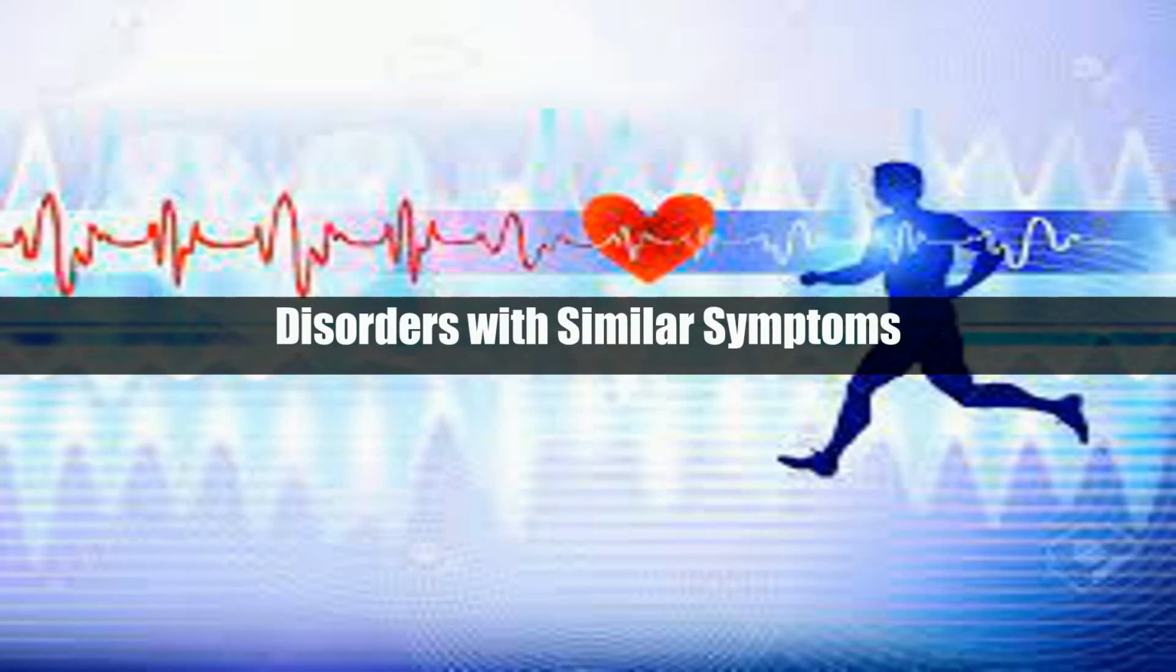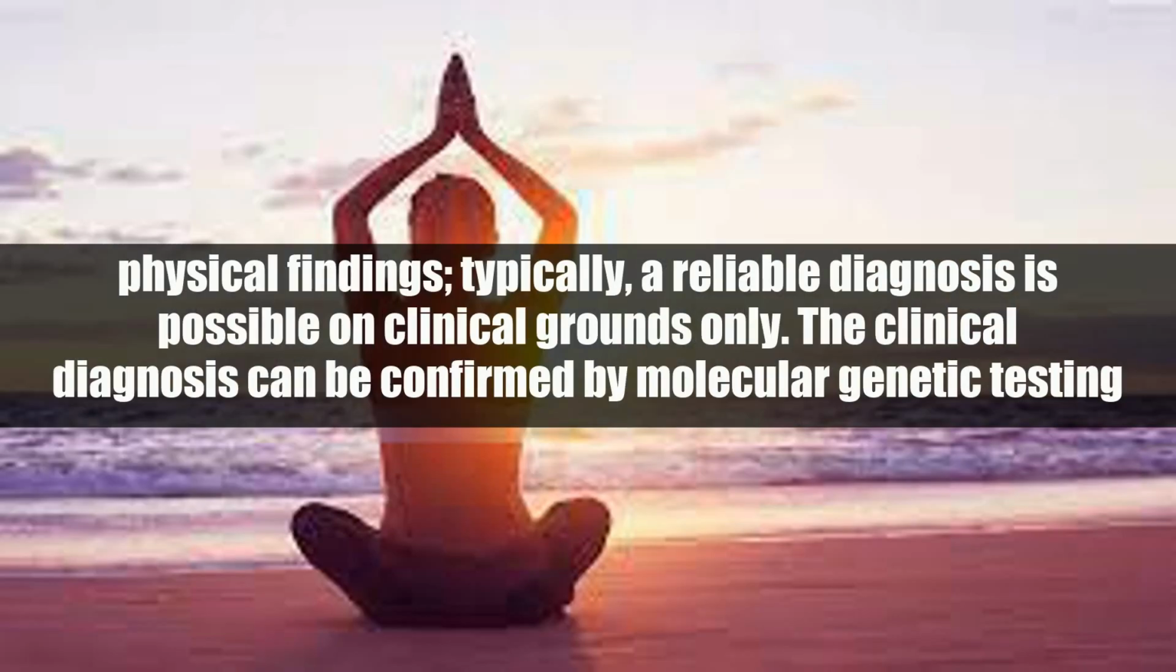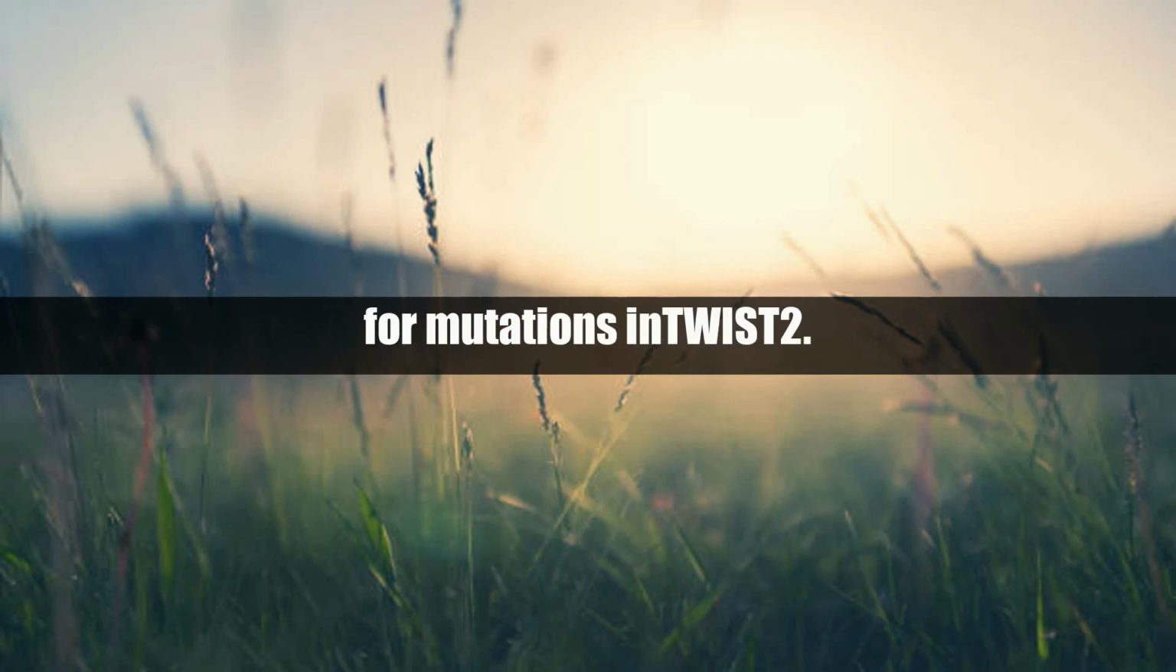Disorders with similar symptoms. Diagnosis. A diagnosis of AMS may be suspected at birth based upon a thorough clinical evaluation, a detailed patient and family history and identification of characteristic physical findings. Typically, a reliable diagnosis is possible on clinical grounds only. The clinical diagnosis can be confirmed by molecular genetic testing for mutations in TWIST2.